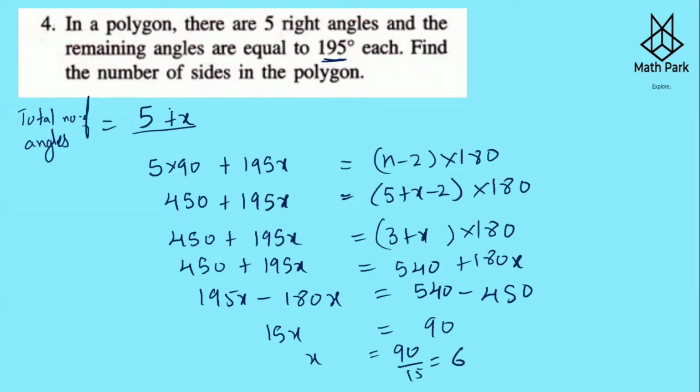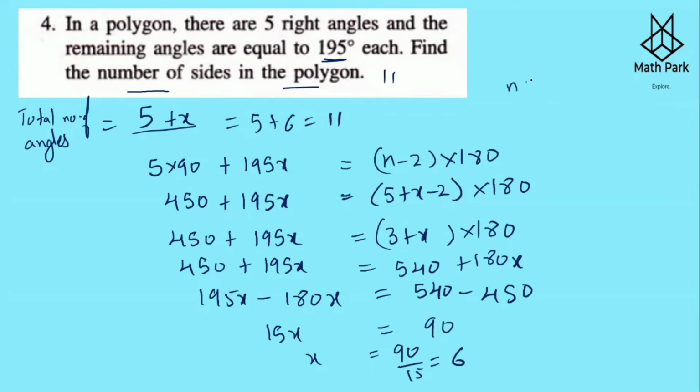Okay, so there are 6 angles which are of 195 degrees each. So the total number of angles is going to be 5 plus 6, which is equal to 11. And since there are 11 angles, we can say that the number of sides of the polygon is 11. So we have found the number of sides of the polygon.